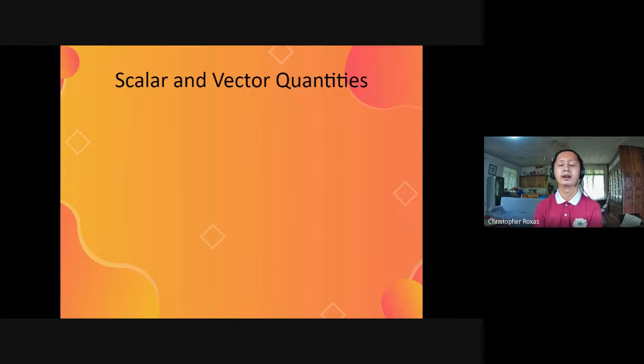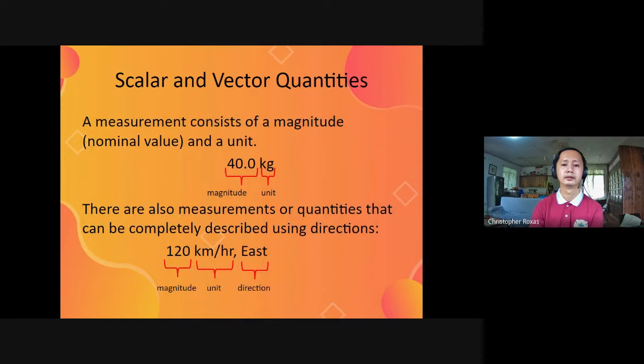What are scalar and vector quantities? For example, a measurement consists of a magnitude or nominal value and a unit. For example, 40.0 kilogram. 40.0 is the magnitude and kilogram is the unit. The magnitude describes how large the measurement is. And of course, you have the unit to indicate the kind of measurement that we have. Because this is kilogram, it means it's all about the mass.